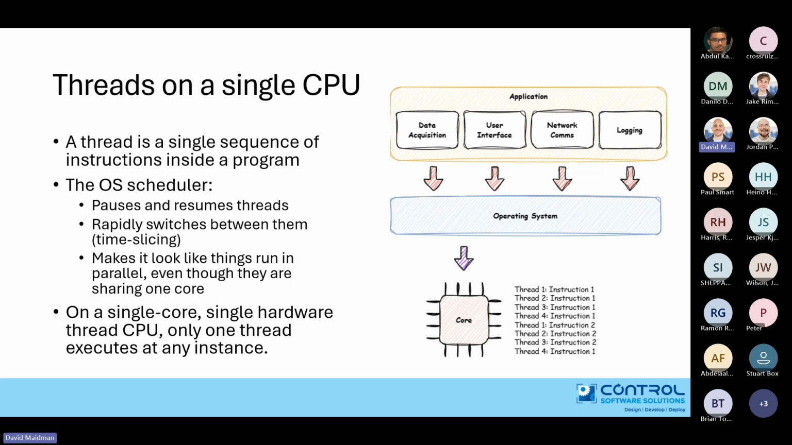But when we had a single core processor, things appeared to be running in parallel. So we had concurrency, but there was clever time slicing, making use of the CPU core.